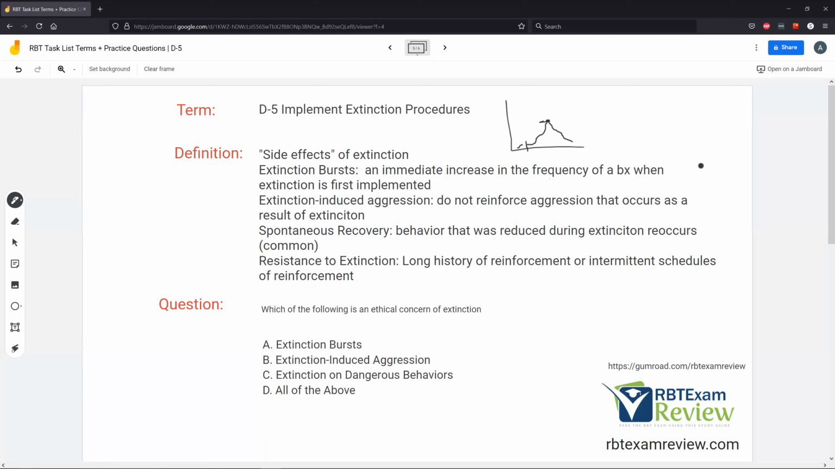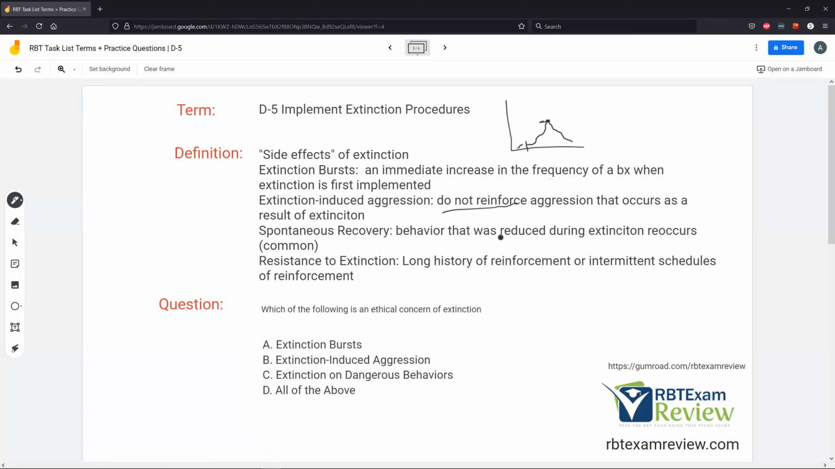So an extinction burst is predictable, we can plan for it. It's just difficult sometimes to work through, because behavior gets worse, it gets more intense, and people wonder, I thought this was supposed to be decreasing the behavior, why is it getting worse? So we have to plan for that, we have to make everyone aware. Extinction could also cause aggression. If aggression occurs as a result of extinction, it's important we do not reinforce that aggression. So again, we have to plan for this, we have to be aware of it. We should always be ready for these situations.